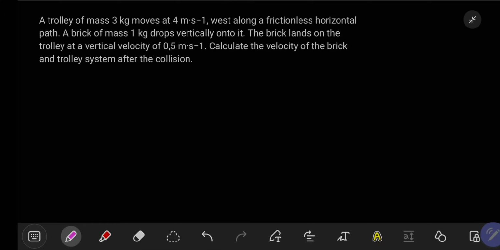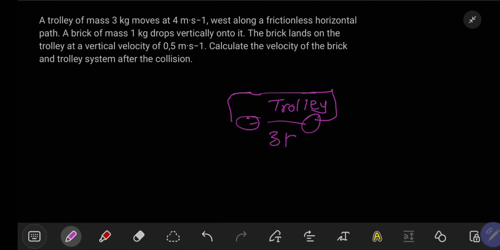Now we're given a trolley of mass 3 kg which moves at 4 meters per second west along a frictionless horizontal path. Let's draw this situation. We're having a trolley here. This is our trolley, and this trolley has a mass of 3 kg. And then it's moving. The velocity of this is 4 meters per second west.